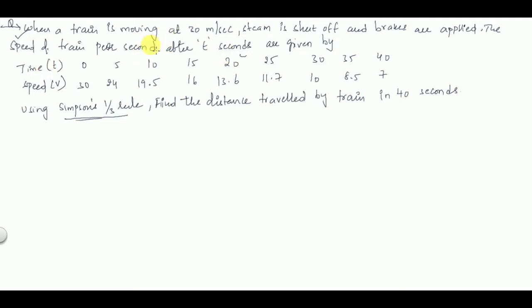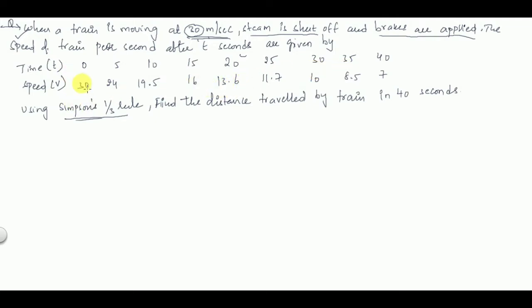Right, in this problem he has given that a train is moving at 30 meters per second. When the train is moving at 30 meters per second, the steam is shut off and the brakes are applied. That means you are stopping the train, and the train cannot stop instantly, so it travels for 40 seconds even after application of brake.